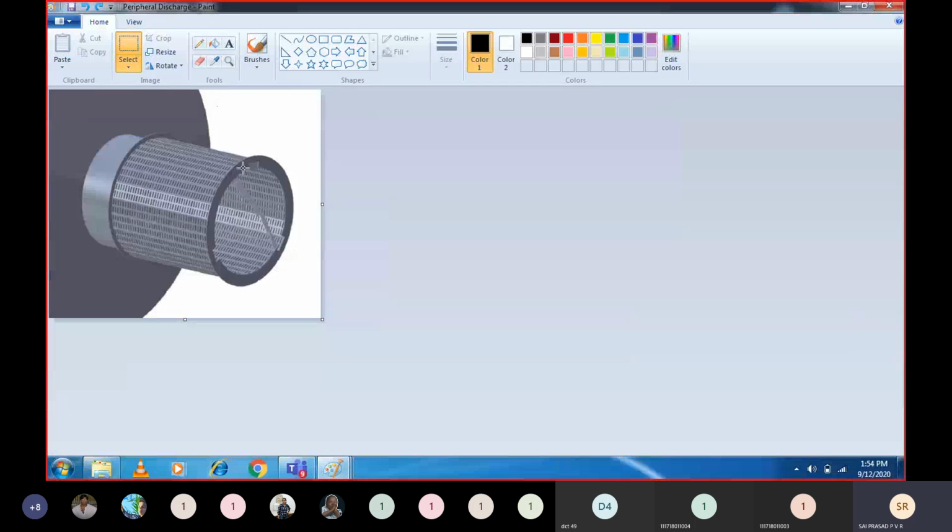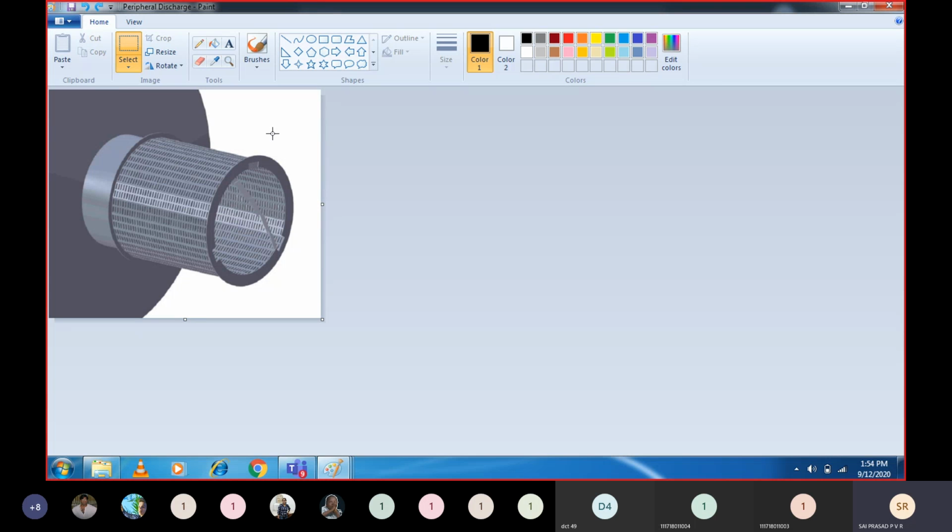So this is our ball mill, and in a ball mill we have this kind of openings. The shell of the ball mill itself is made out of a screen. Inside you will have the spherical balls, and this will be rotating. So what will happen if the size of the particle is less? It comes out from these gaps. So this is called peripheral discharge.